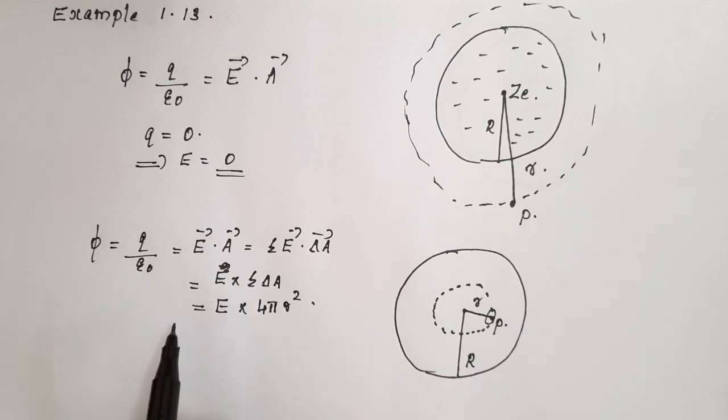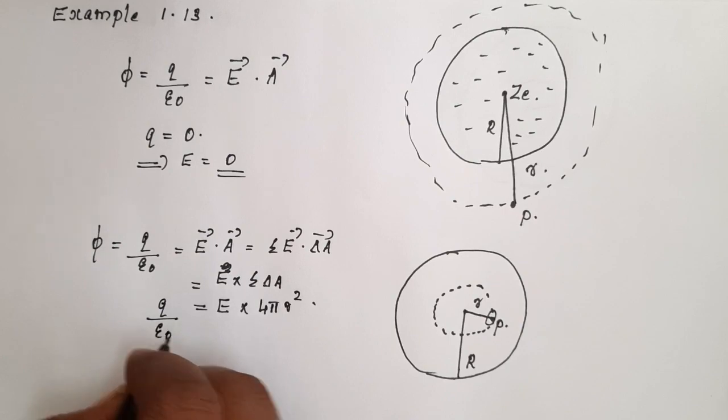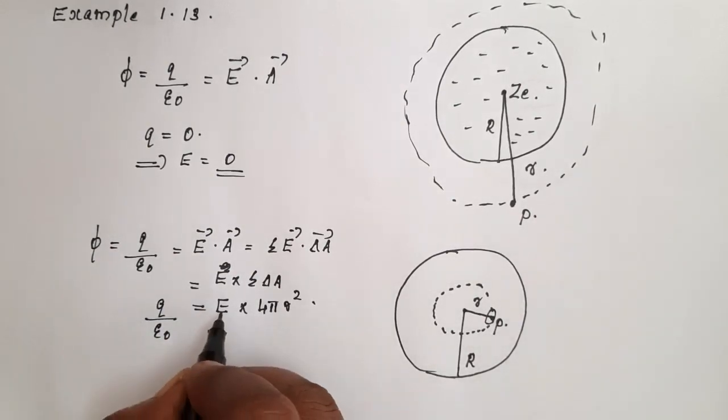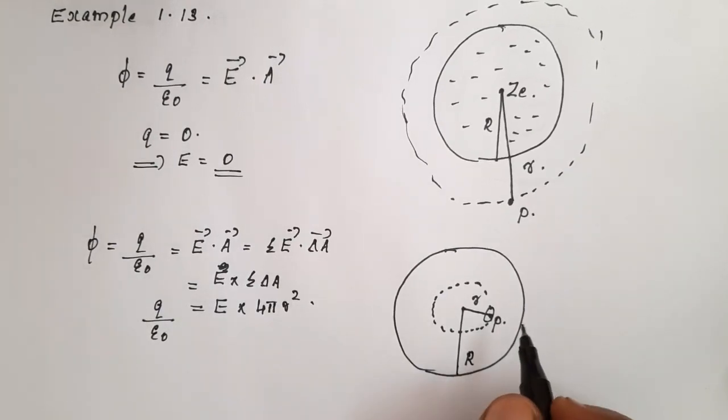That is equal to q by epsilon 0. Now this is what we need to think about. Our aim is to find this electric field, so to reach that electric field we need to know what this q is. So what is this q here?